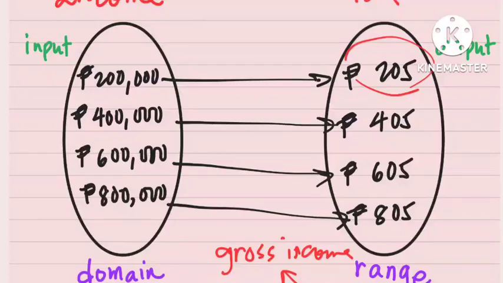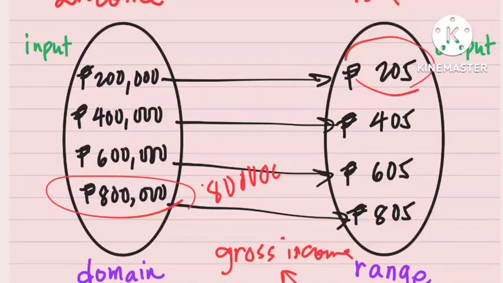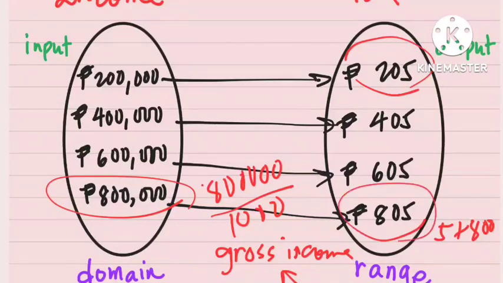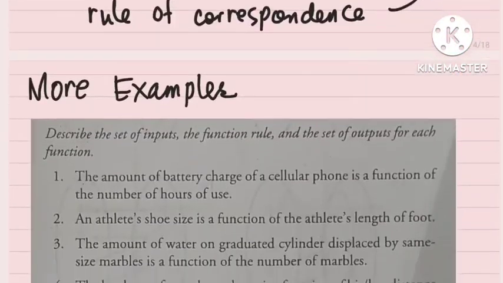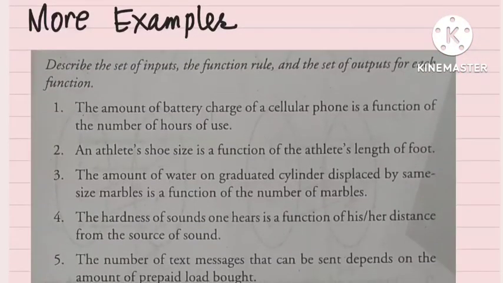Now, what if you're earning 800,000 pesos? So we'll use the same rule. We will divide 800,000 by 1,000, and that is 800 pesos. We will add that to 5. So we'll pay 805 pesos. Here are some more examples. Let's try them.